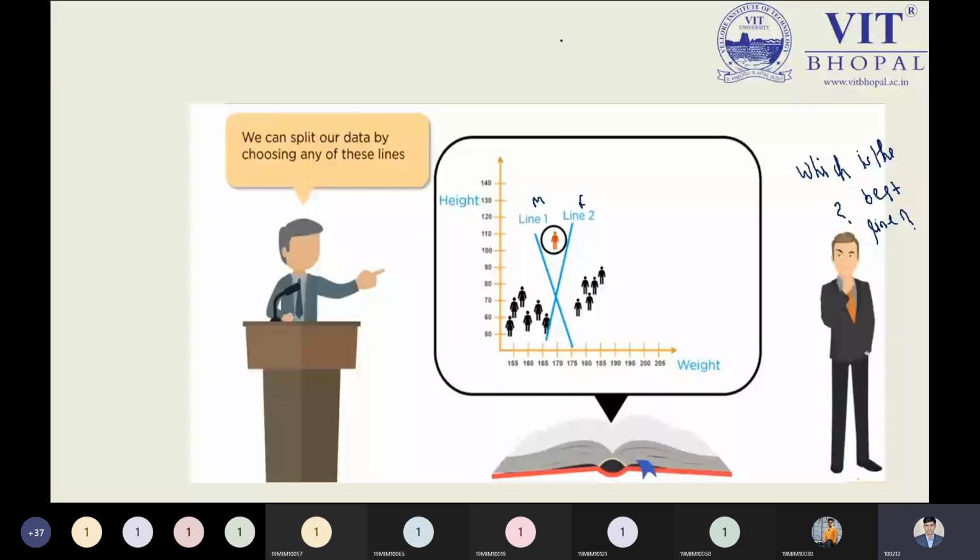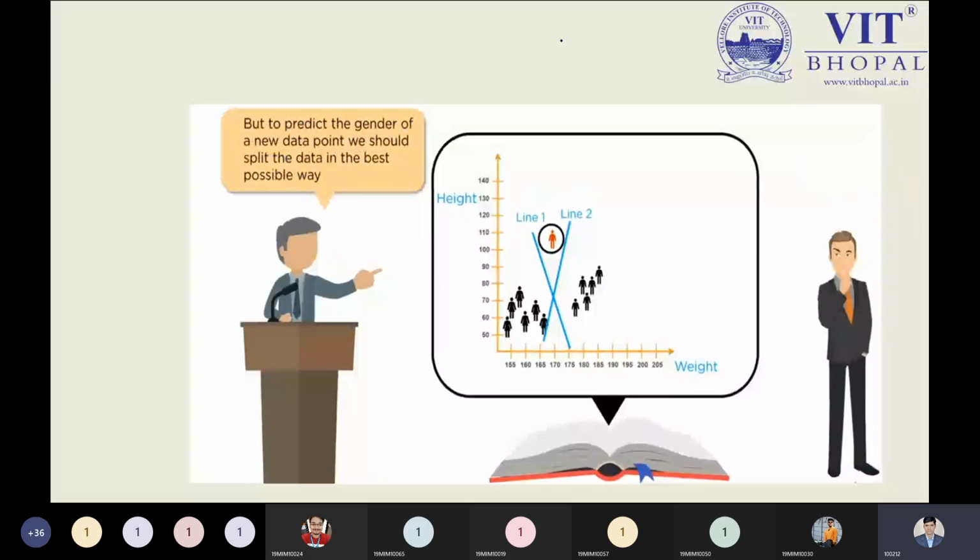Okay, why line 1? Because it more appropriately divides both the data sets, data points. Yes, I can agree with your point, but why are you not choosing line 2? Because line 2 has some of the data points of the male class lying on the line. Yes, that is the point, and that can be identified by some concept we will see over here. Yes, of course, you are on the right track.